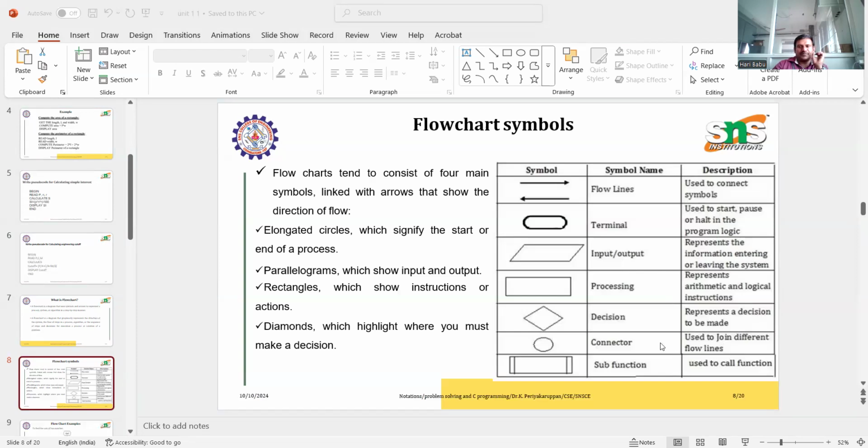A connector is used to join different flow lines. For example, when we connect a sequence from this place to that place and we don't have enough space to draw the diagram, it is just a connector. Whereas the subfunction is used to call a function. Like a connector, it is a subfunction, a small program that will be executed as some other program. That concludes the session.